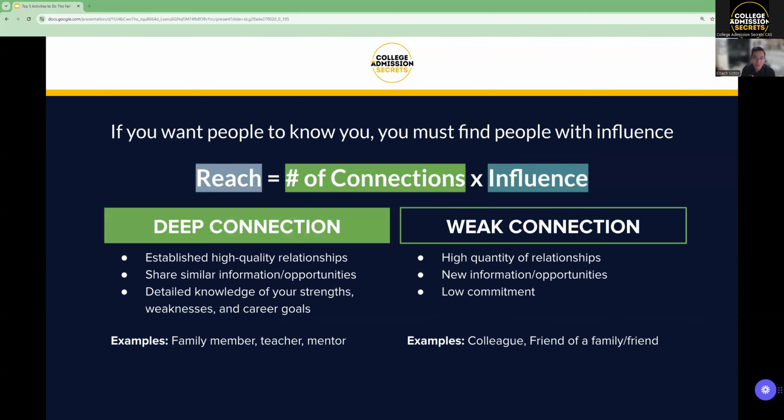So going on to the next part is the reach. Remember, employability equals value times reach. For reach, there are two parts to it: the number of connections and the influence. If you don't know the people with influence, then you won't be able to actually get yourself an internship opportunity of any sort. Because it's about the people that you know who can create opportunities for you.